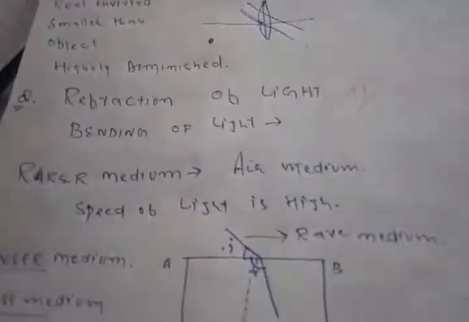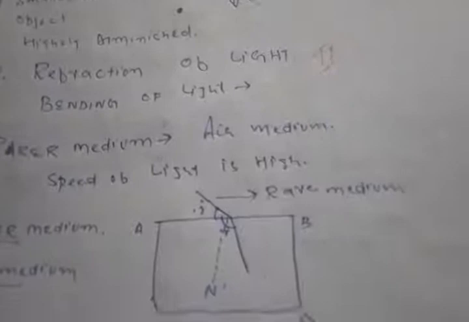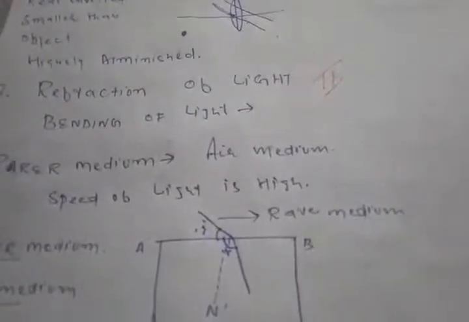Then the next question, very important: the second part of light, that is called the refraction of light. What does refraction actually mean? In reflection, I made you familiar with the definition that reflection is the process in which sending back of light takes place. But in the case of refraction of light, the bending of light takes place.